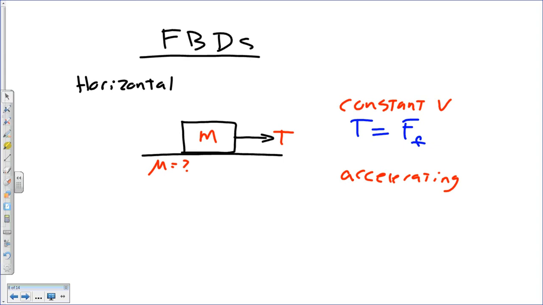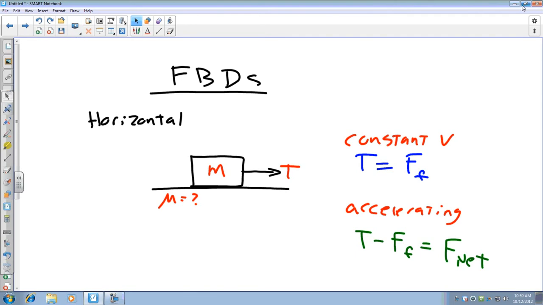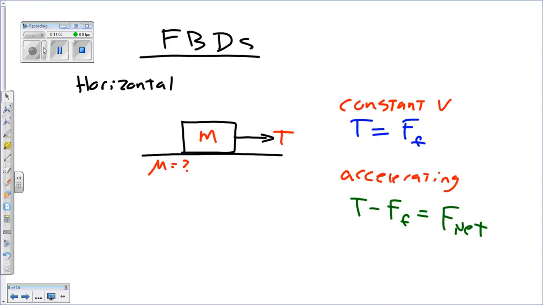If the object is being pulled with a constant velocity, that means the tension is equal to the force of friction. If the object is accelerating, then the tension minus the force of friction is equal to the net force. And you can use that value to determine the acceleration of the object. So again, constant velocity, everything's balanced, tension and force of friction are equal. Acceleration, the tension minus the force of friction is equal to the net force. That's your typical horizontal free body diagram.